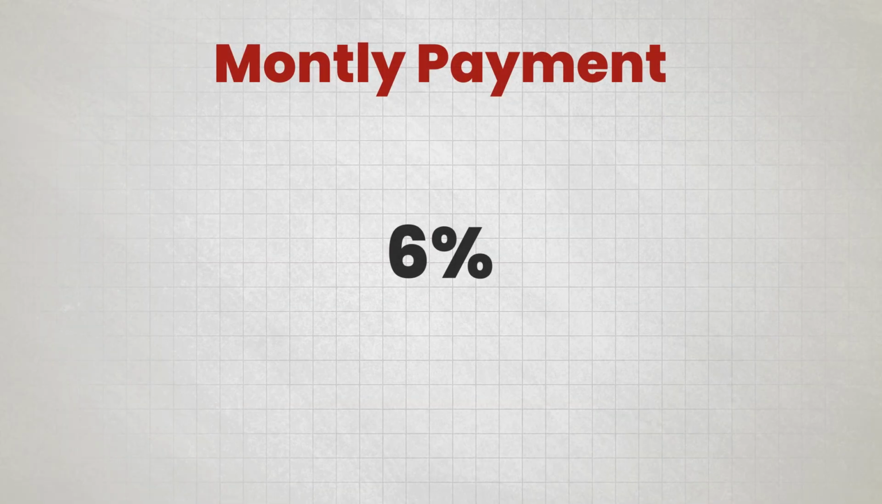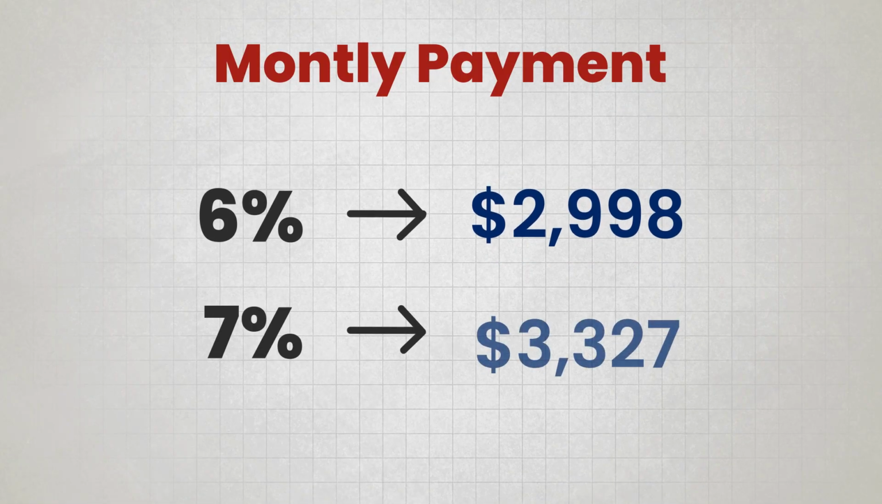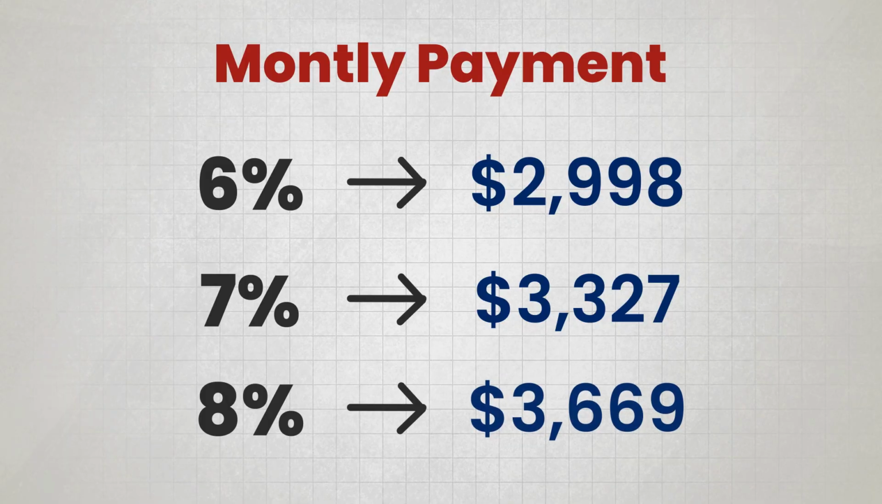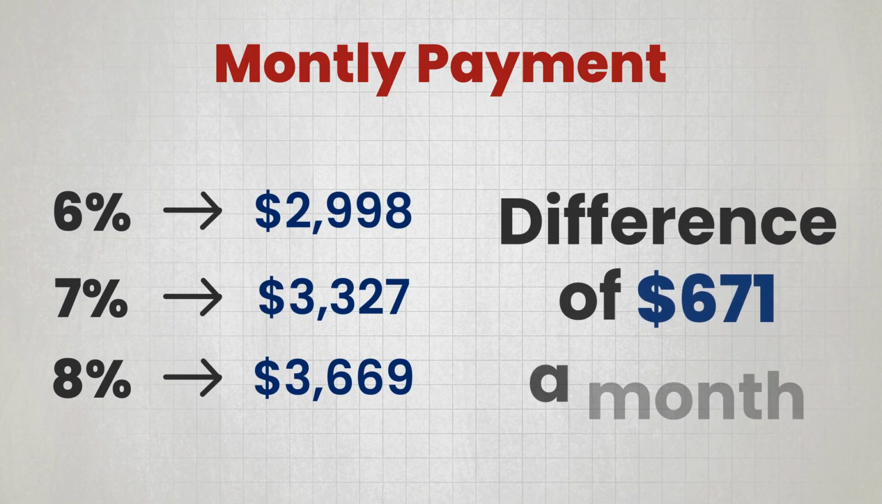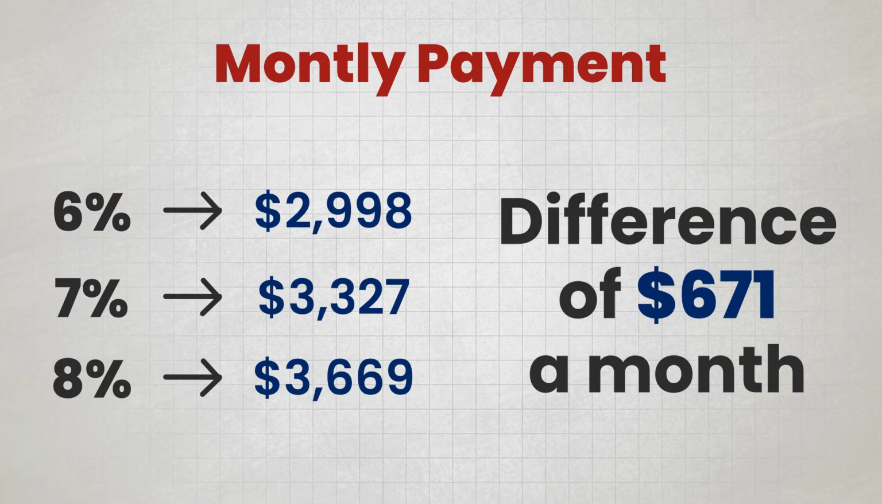Now let's look at 3 different interest rate scenarios, 6, 7, and 8. At 6%, your monthly payment is about $29.98. At 7%, it jumps to $33.27. And at 8%, you are paying $36.69. That is a difference of $671 a month between 6 and 8% on a rental property.